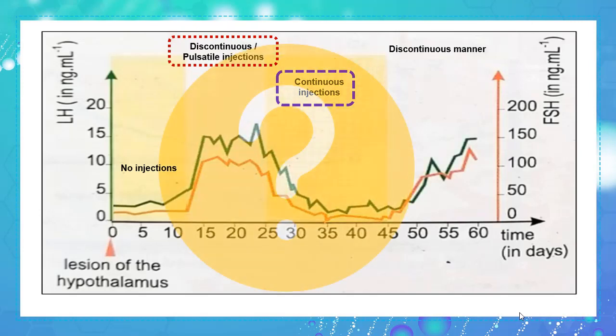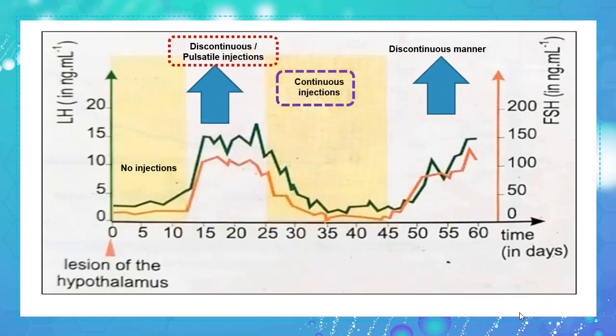So, which kind of GnRH injections might be stimulating the pituitary secretion? You might say it's obvious that not any GnRH secretion by the hypothalamus can stimulate the secretion of pituitary hormones, but GnRH secretions should be discontinuous for this stimulation to occur.